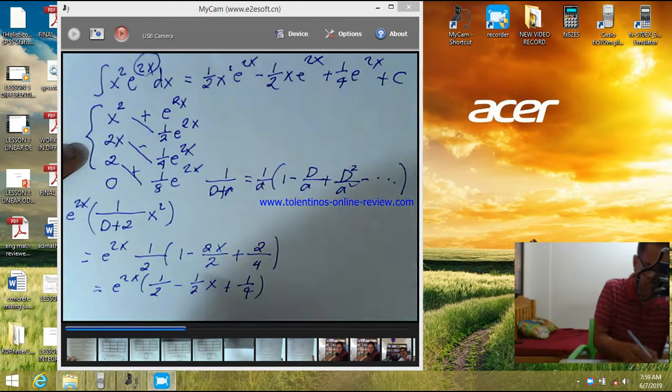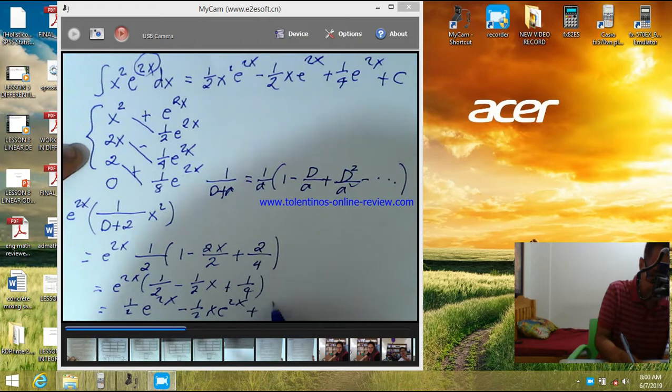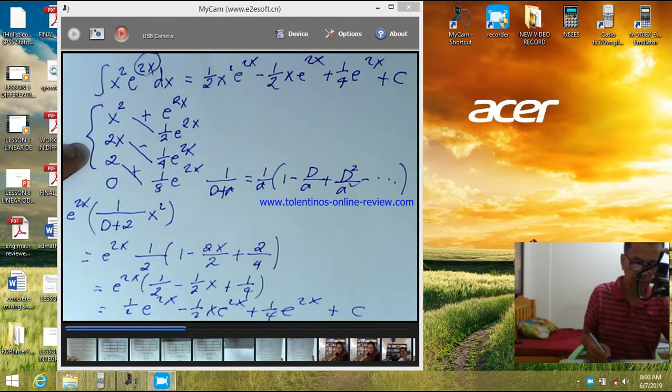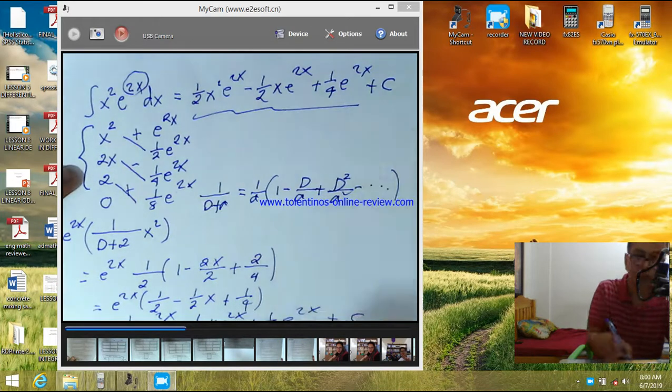So the integral now is 1/2 e to the 2x, and then minus 1/2 x e to the 2x plus 1/4 e to the 2x plus c. Now this will give you the integral, which is the same as this one.